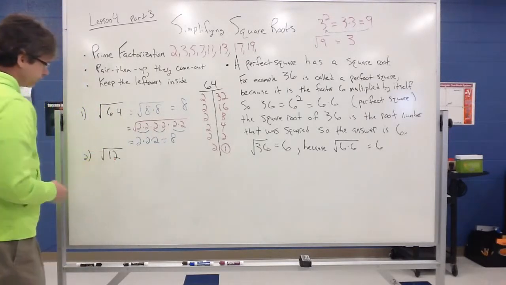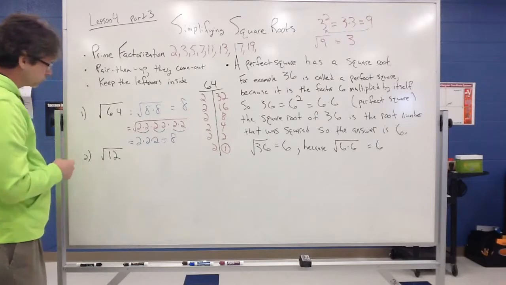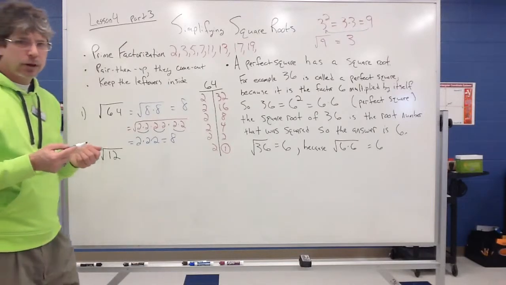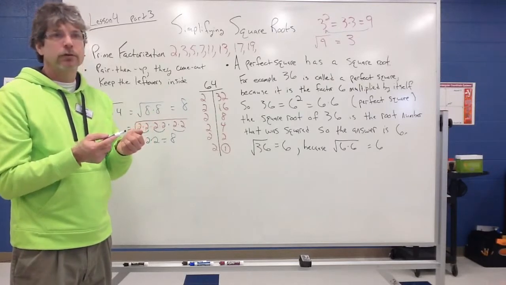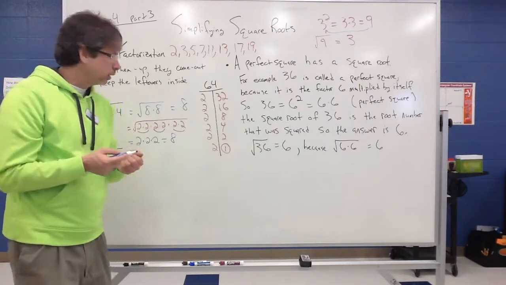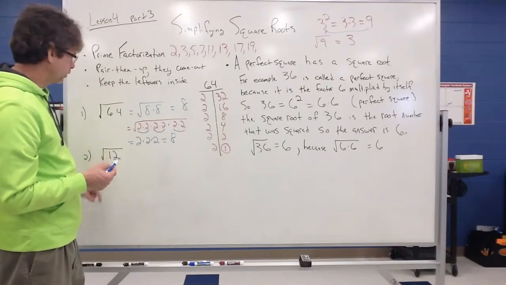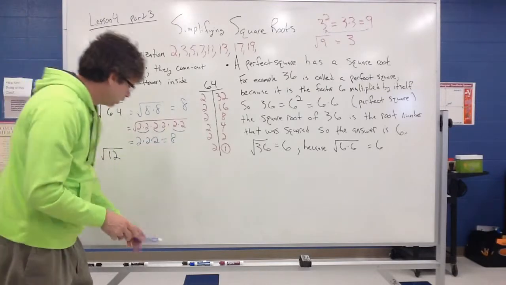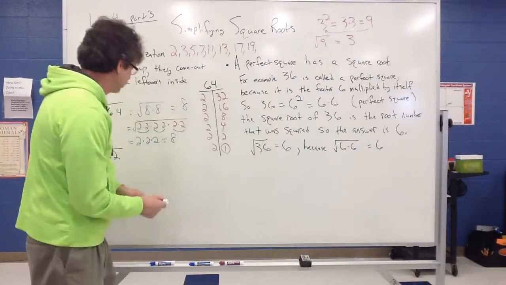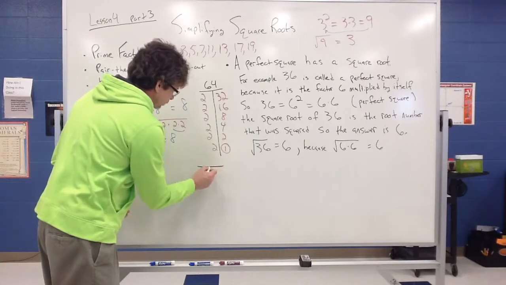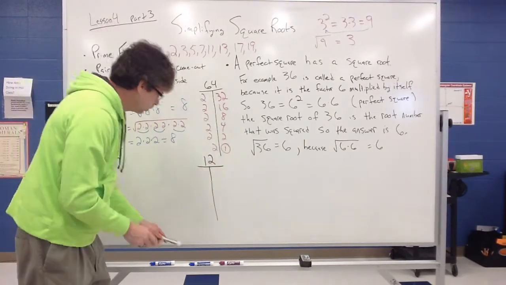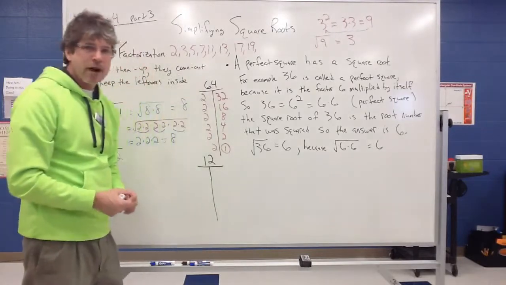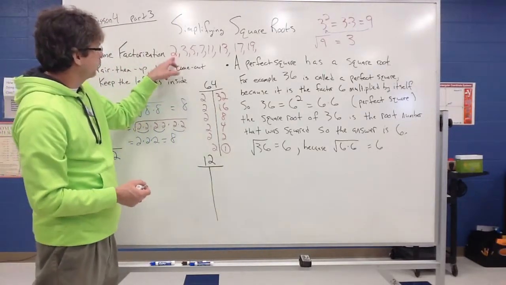So let's look at 12. 12 is not a perfect square. I can't multiply anything by itself to get a 12. So this is where the prime factorization is very, very important to working these out. So we're going to look at this 12. And my strategy is to do the prime factorization on it. And again, I'm going to start with the 2.